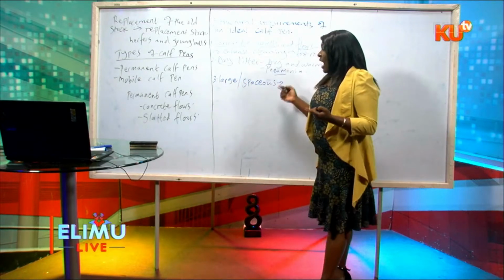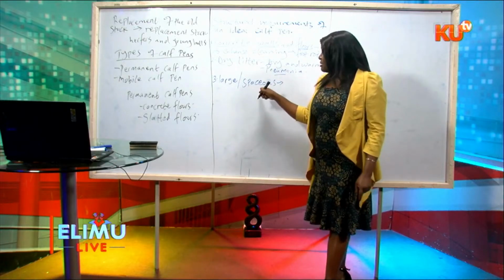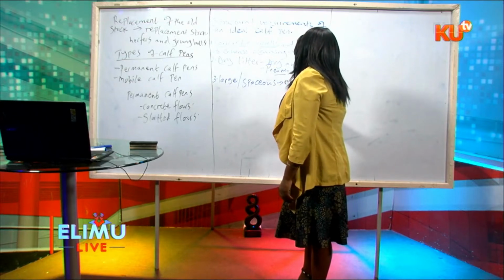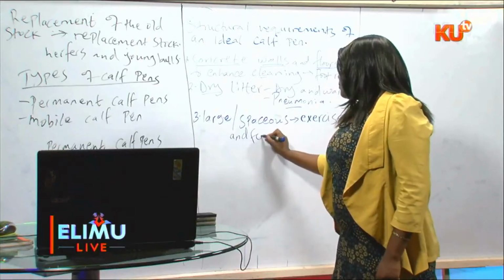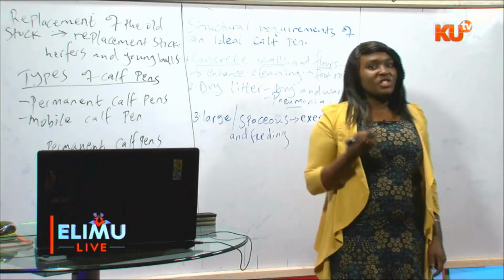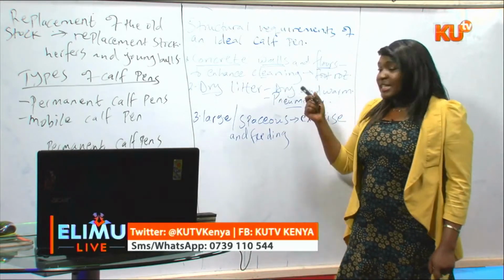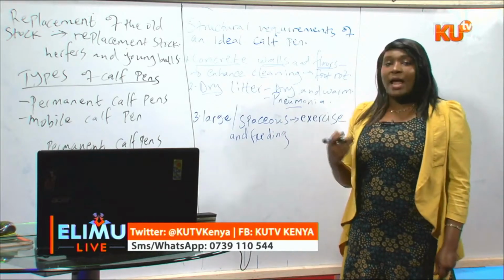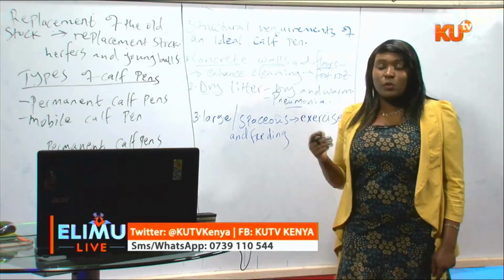Now, in the case of animals, or in the case of these cows, they require a lot of space for exercise. Exercise is very crucial. Exercise and feeding. Exercise is very crucial for each and every living organism. And just as human beings, animals also require enough space for them to be able to exercise.